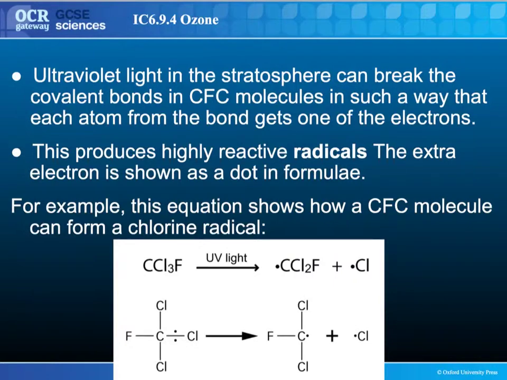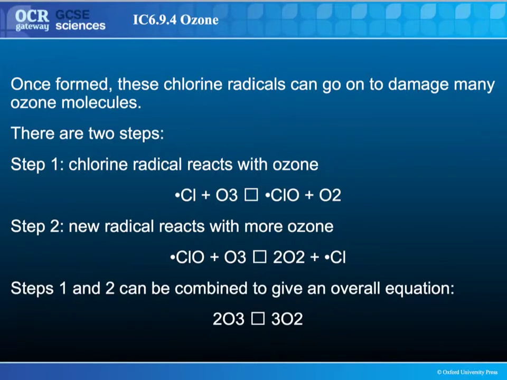It broke down in such a way that it formed something called a chlorine-free radical. This is a chlorine-free radical. It basically means that it's a chlorine atom with an extra electron. It's really damaging. These chlorine-free radicals break down ozone in a number of steps.